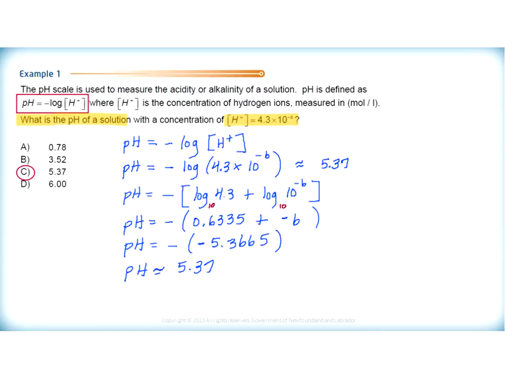So you could have used your calculator, which would have been the easiest method to use there, just substituting these points into your calculator, and you get the pH to equal 5.37. Or you could have used your laws of logarithms and rewrote the log of a product as the sum of 2 logs. Again, calculating this, you get the pH to equal approximately 5.37.